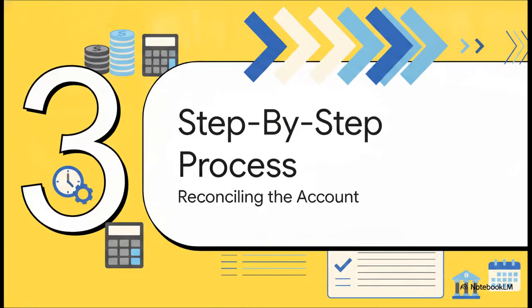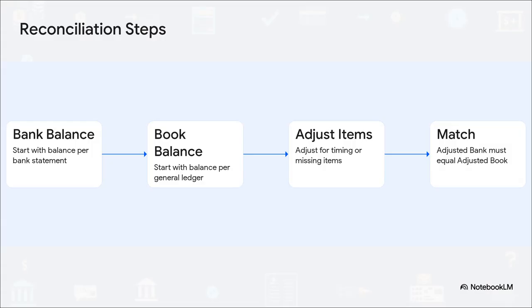All right, section 3. Let's look at the step-by-step reconciliation process. This process follows a pretty strict structure. Step 1, you start with the bank balance straight off the bank statement. Step 2, grab your book balance, straight from the general ledger. Step 3, adjust both sides for those timing or missing items we just talked about. And step 4, well, step 4 is the moment of truth.